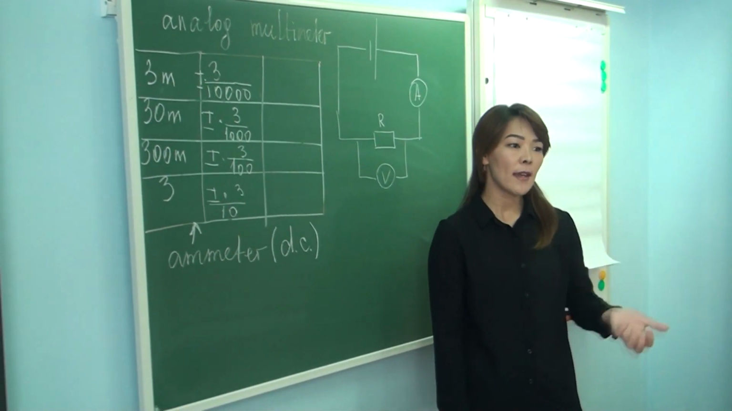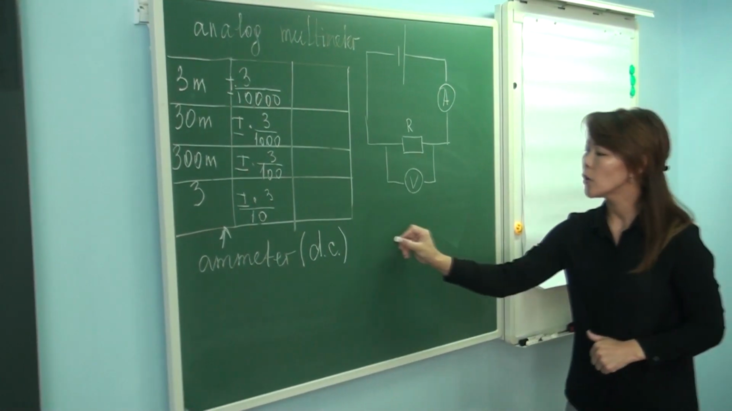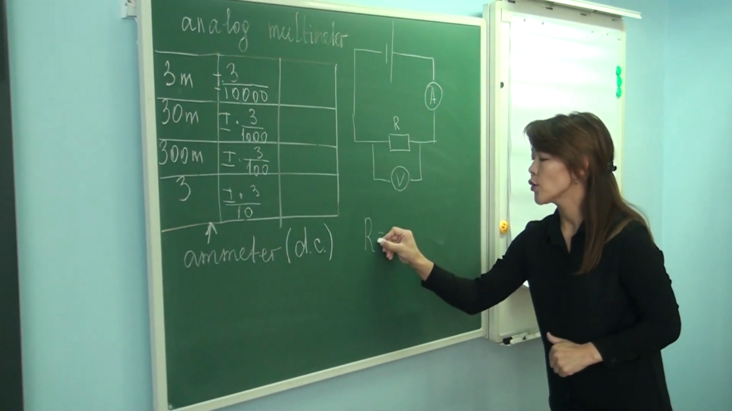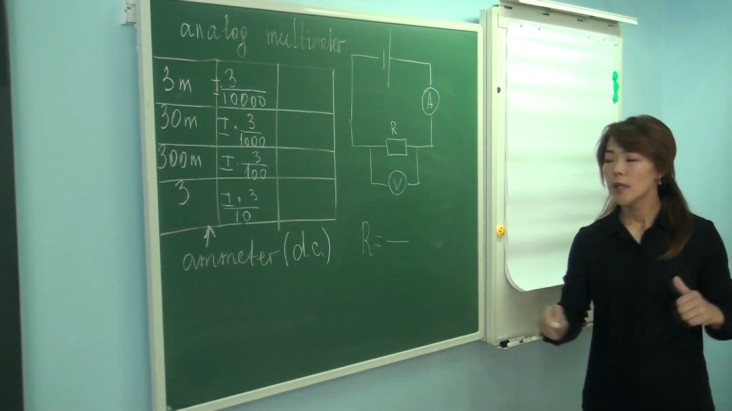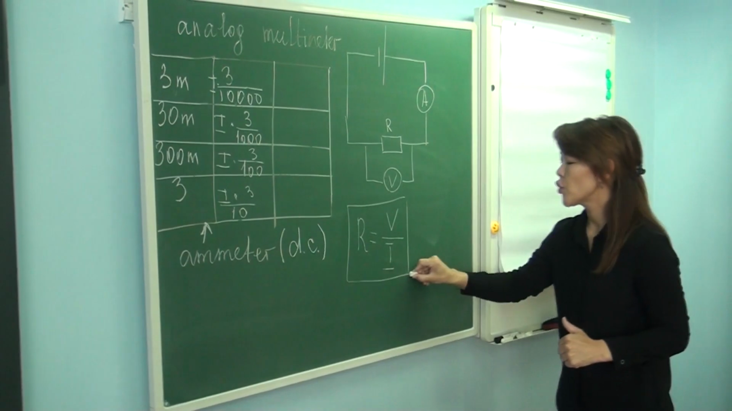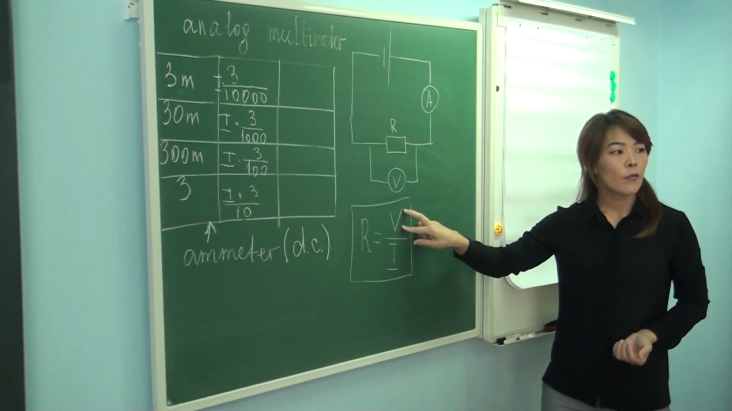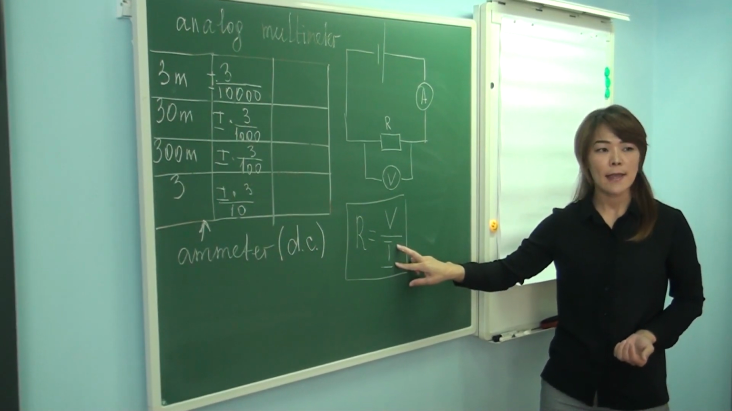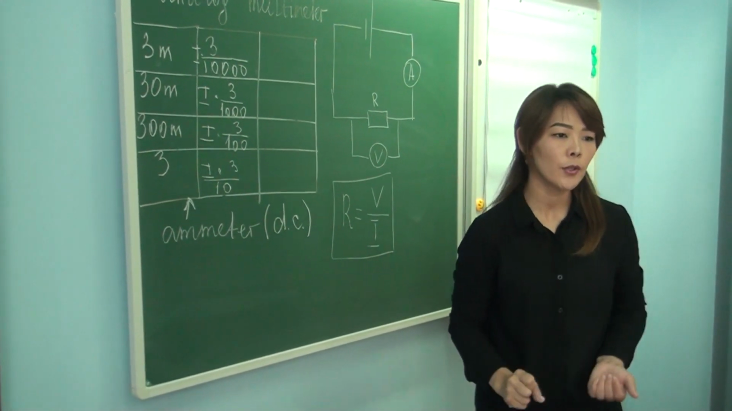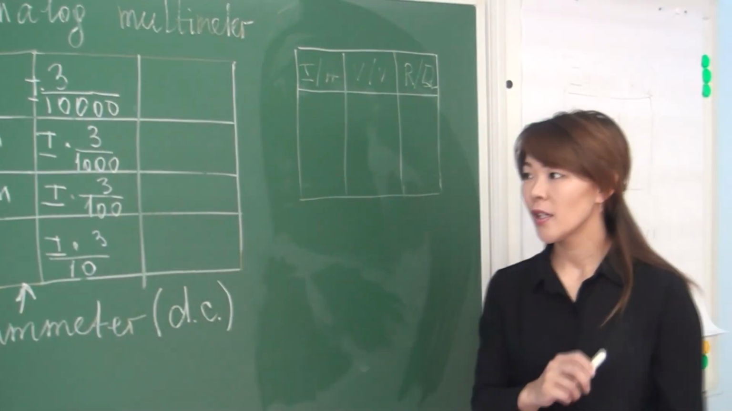Next, we will check these values using Ohm's law. We should calculate the resistance of the resistor. The equation of resistance is V over I. Please check using your electrical circuits. Measure voltage and current and calculate the resistance. I will give you 5 minutes for this work.